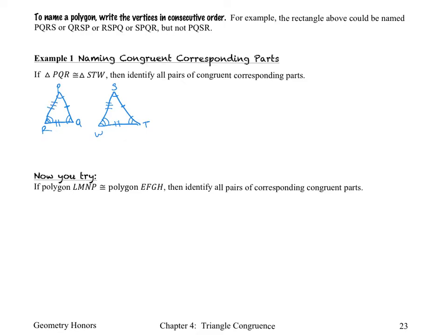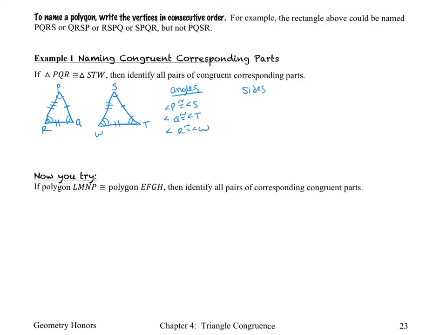So then it's pretty easy to label the angles and sides that match. Let me start with angles. So my angles would be: angle P is congruent to angle S, angle Q is congruent to angle T, and angle R is congruent to angle W.